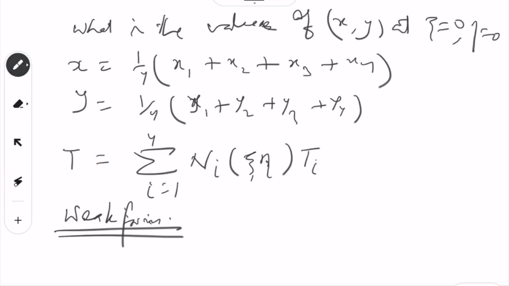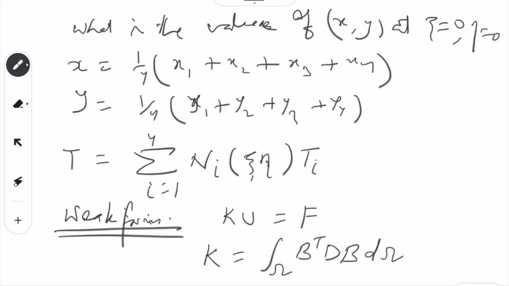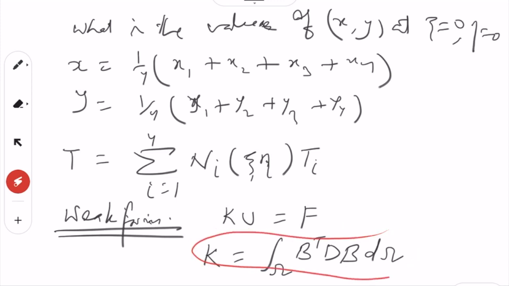So from the weak formulation we know that we have the K u equal to f form, where K is given by the integral of B transpose D B d omega. That type of analysis we have done already for any arbitrary number of elements, for any arbitrary number of nodes.